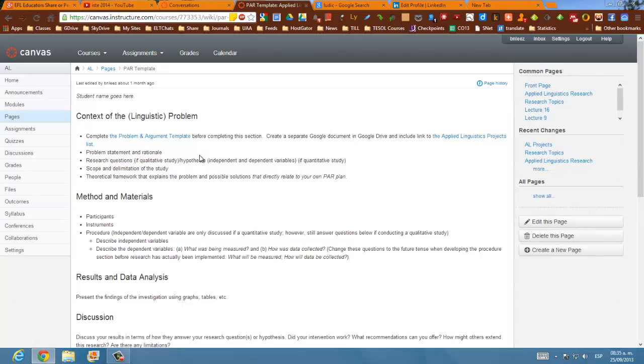Since most of you are not doing quantitative research, it's not necessary to include dependent and independent variables. This is just to include here for those who are doing it, but I believe all of you are doing qualitative research, so it's not necessary to include variables.